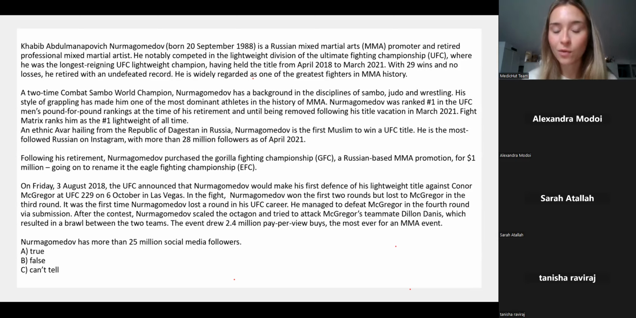So this is an example of a true, false, can't tell question. For these ones, one of the best strategies for you guys to use is to actually scan or skim the text in order to answer your questions. So what you want to do is read the question and find some sort of noun or number in the question which you can scan for in the text.